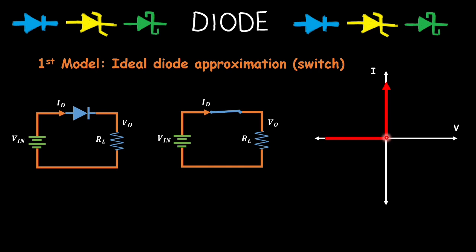From the given circuit, you will see that the output voltage across the resistor is equal to our input voltage, and our current I_D is equivalent to the input voltage divided by the R load.